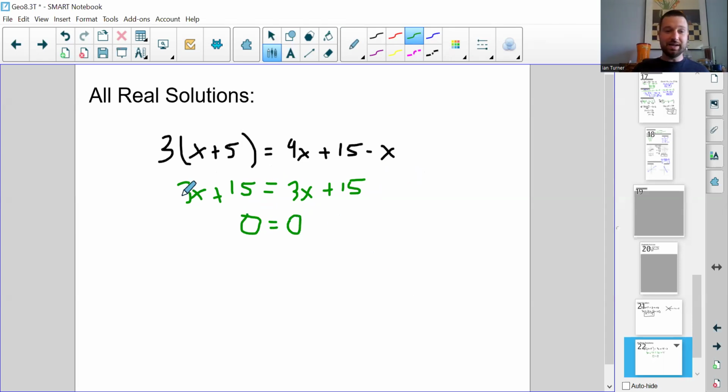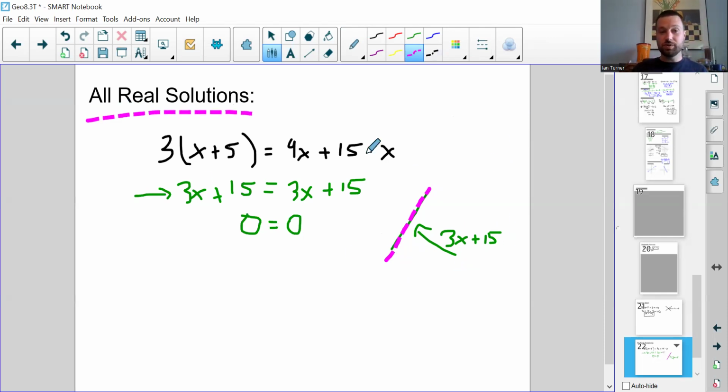If you get something like that, you get two equations on the same side. You could see it from this step. You could get something like 1 equals 1 or 2 equals 2. All that's telling you is that it's the same line. Graphically, we got a line that's 3x plus 15 here, and then we're setting it equal to itself. So there's another line that's also 3x plus 15. And so they equal each other for infinity, because they go together right on top of each other for all real numbers. So that's why it's called all real solutions.